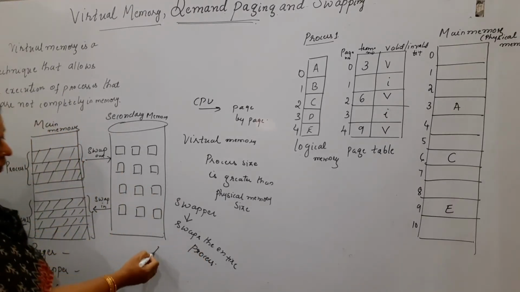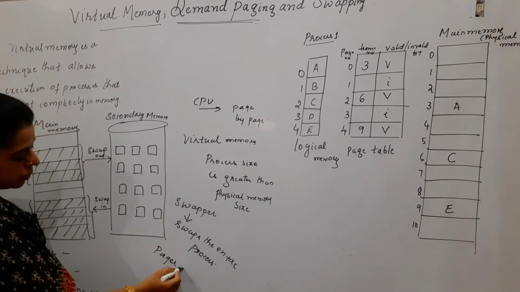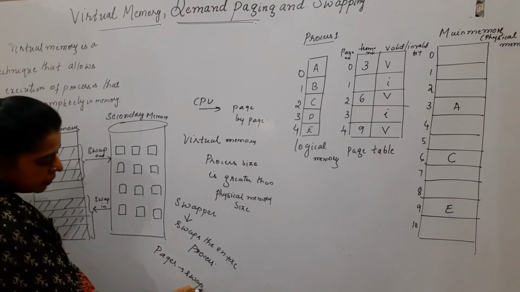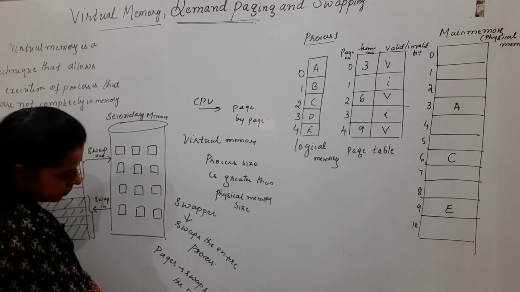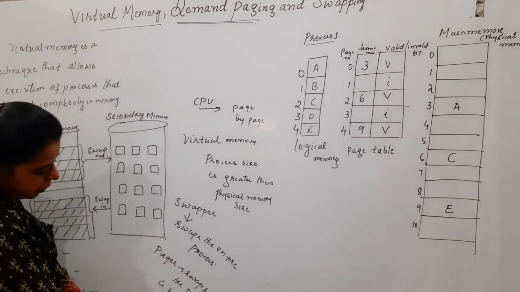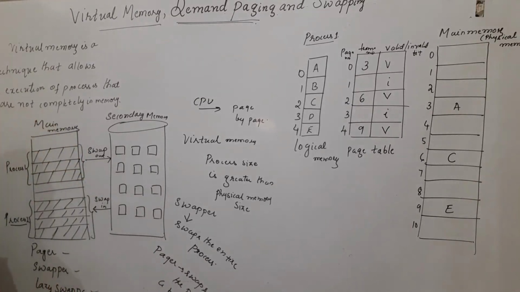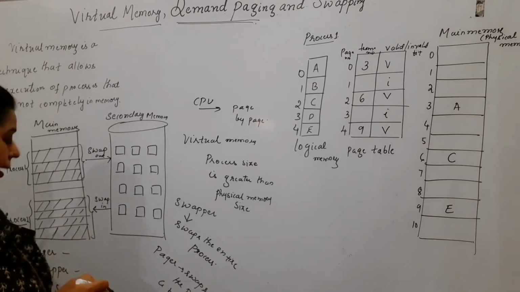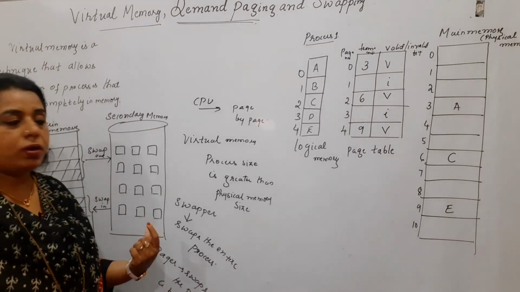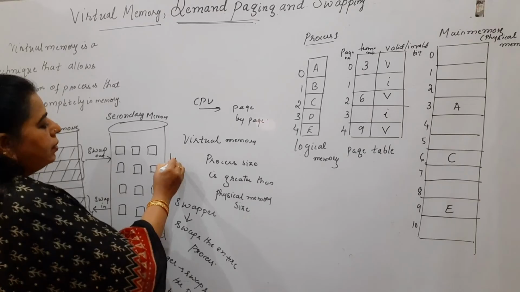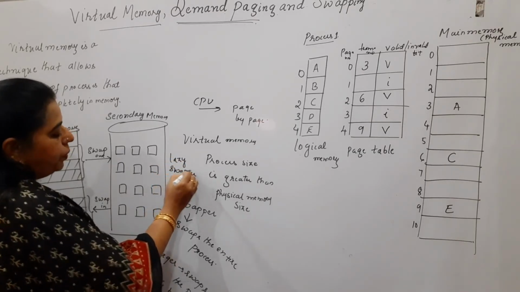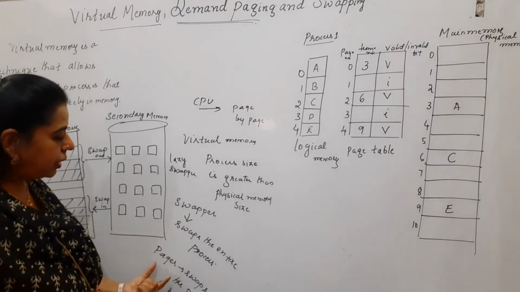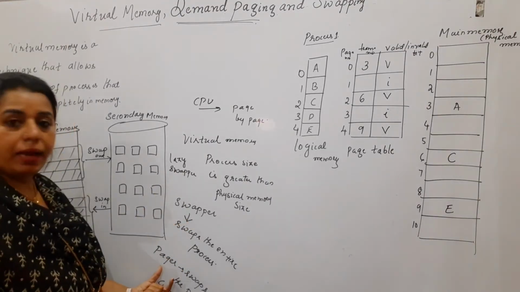whereas pager will swap only a particular page, the page of a process. Only on demand, if the page has to be brought into the main memory, then we say the module which is carrying out this task is a lazy swapper. So I hope you are getting the difference between all these 3 terms: swapper, lazy swapper and pager.